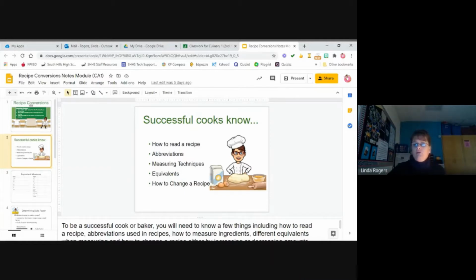And to be a successful cook, you also need to be able to change a recipe or adjust a recipe, and that's what we're going to be working on today.